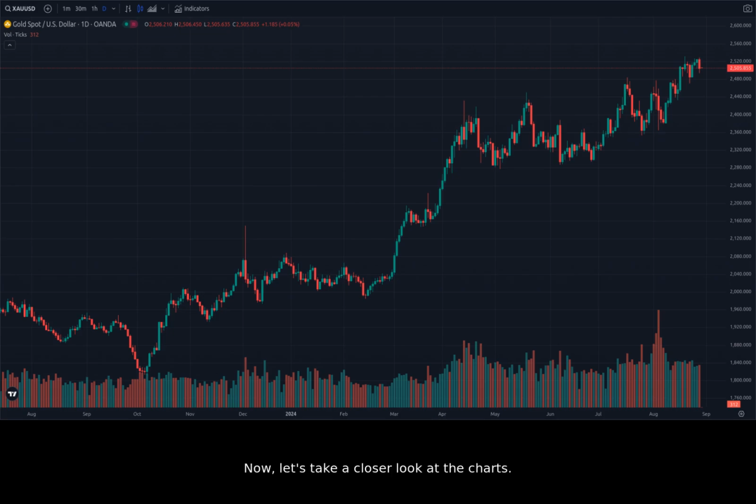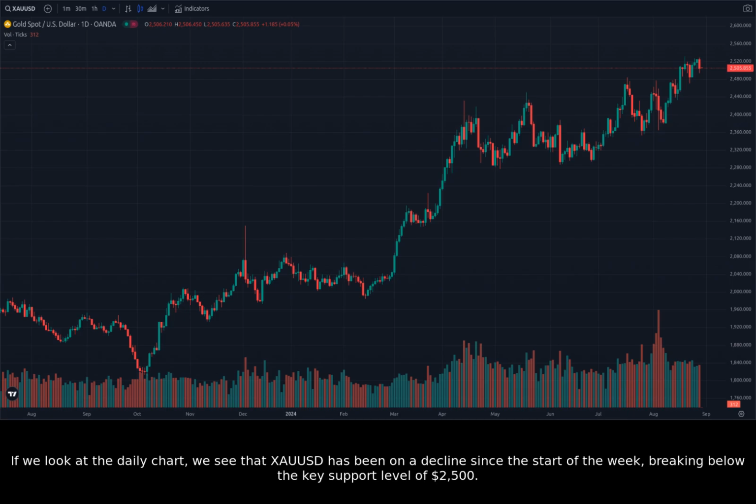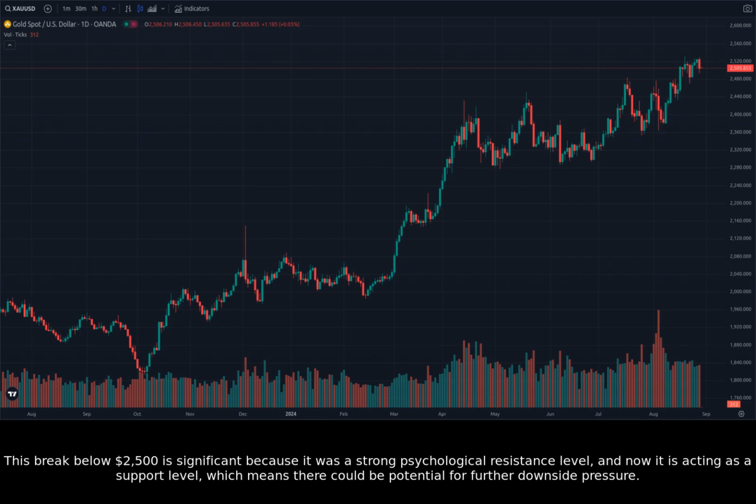Now, let's take a closer look at the charts. If we look at the daily chart, we see that XAUUSD has been on a decline since the start of the week, breaking below the key support level of $2,500. This break below $2,500 is significant because it was a strong psychological resistance level, and now it is acting as a support level, which means there could be potential for further downside pressure.